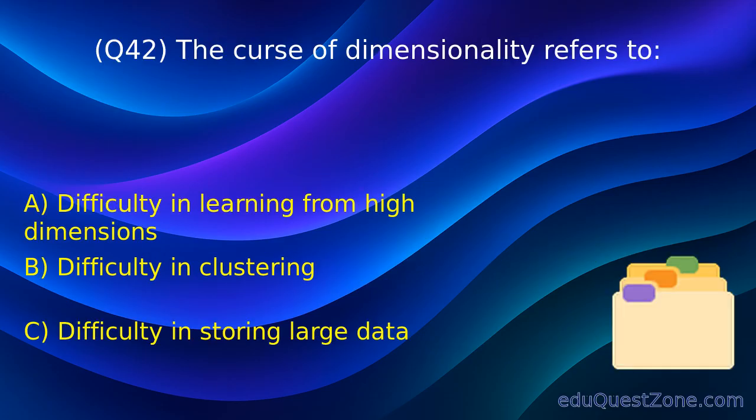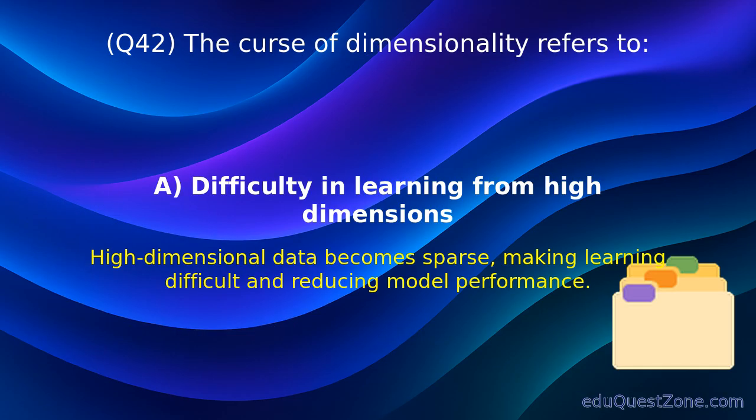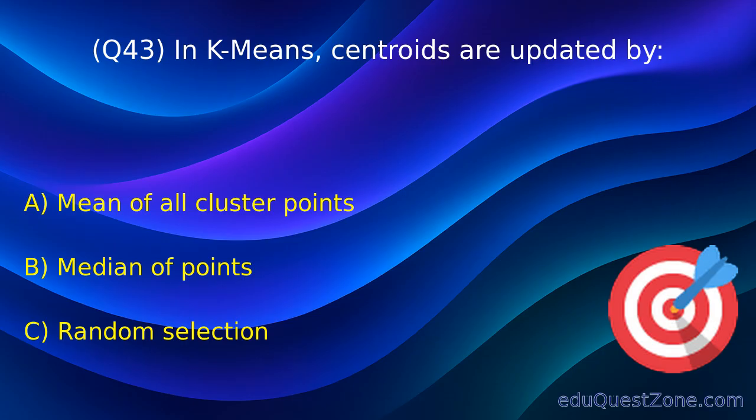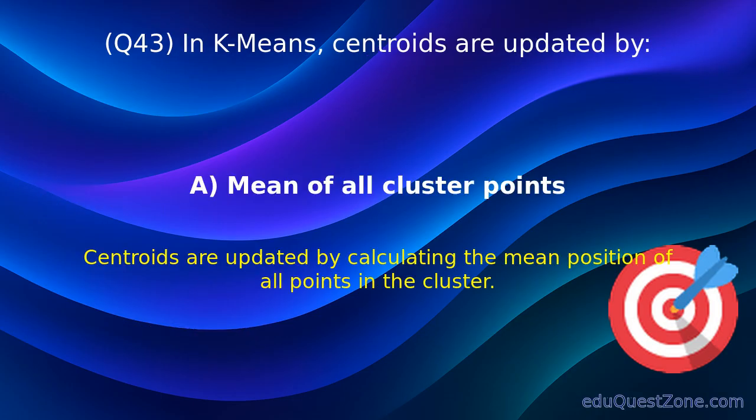Question 42. The curse of dimensionality refers to. Option A. Difficulty in learning from high dimensions. High-dimensional data becomes sparse and makes models perform poorly. Question 43. In k-means, centroids are updated by. Option A. Mean of all cluster points. Centroids are updated by taking the mean of cluster points.